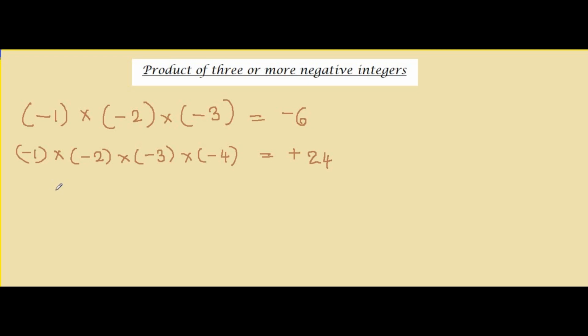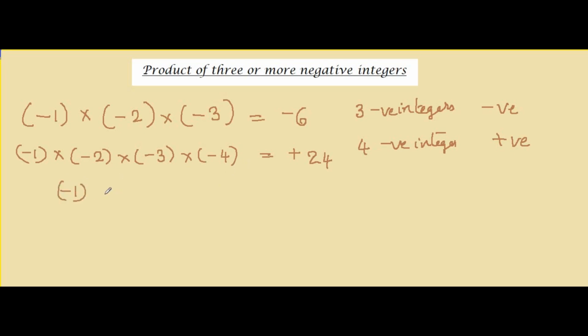So what do you understand from here? The product of 3 negative integers is negative itself. The product of 4 negative integers is positive.